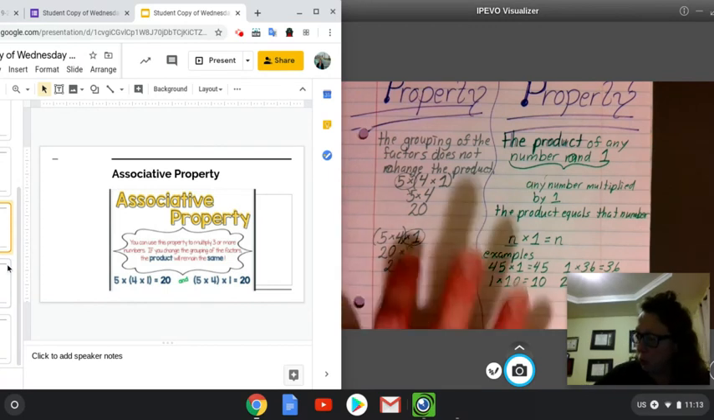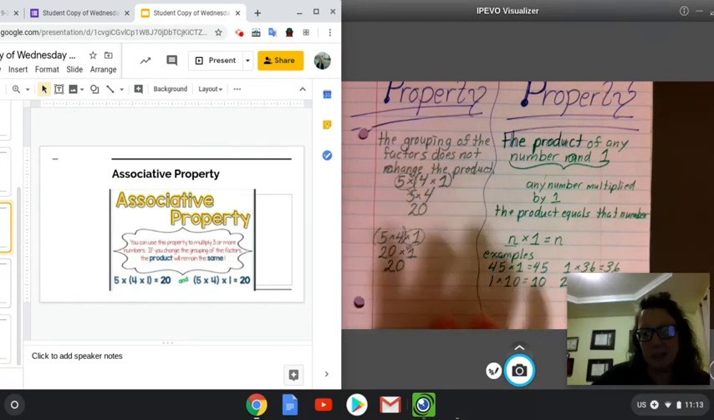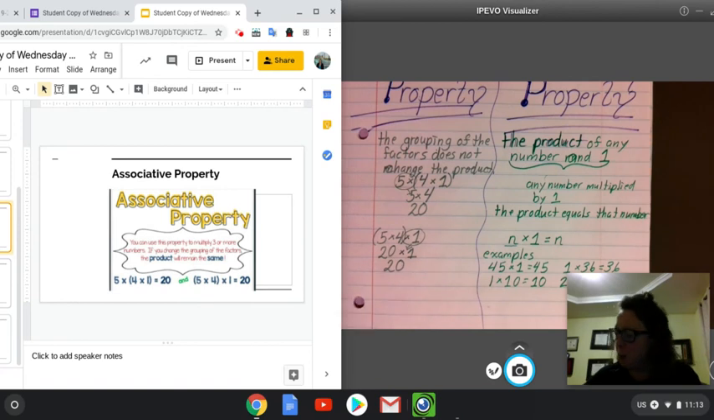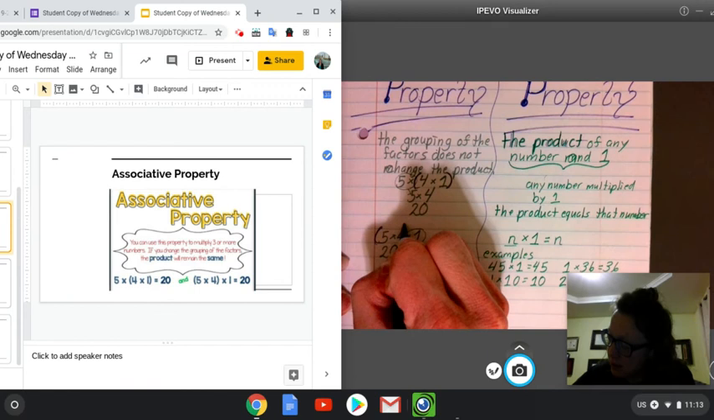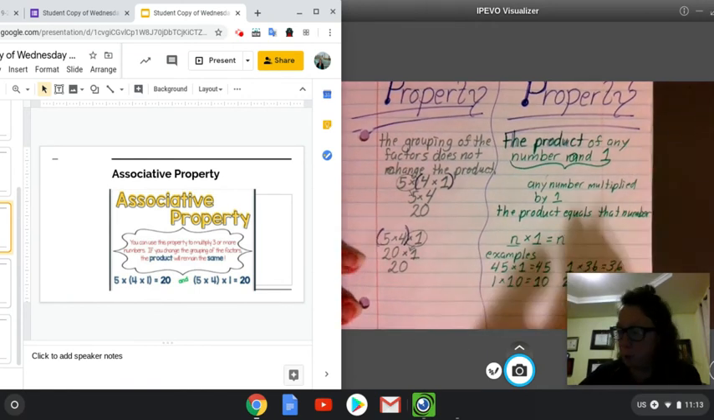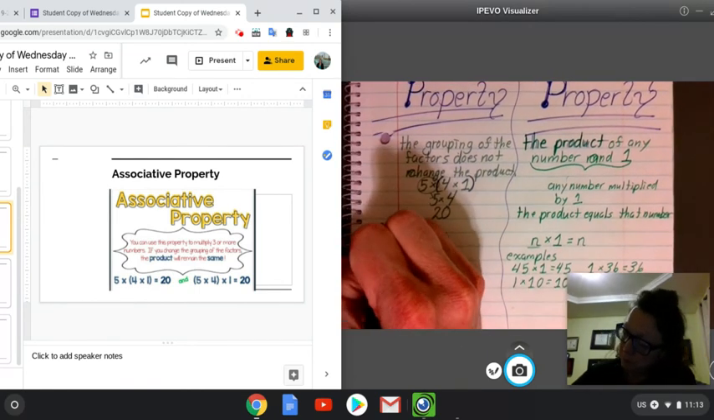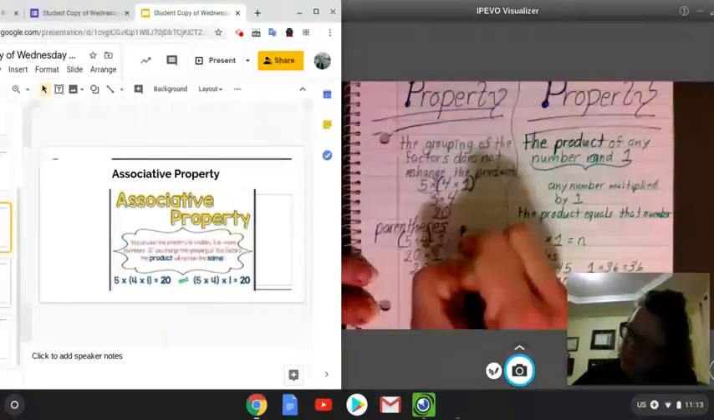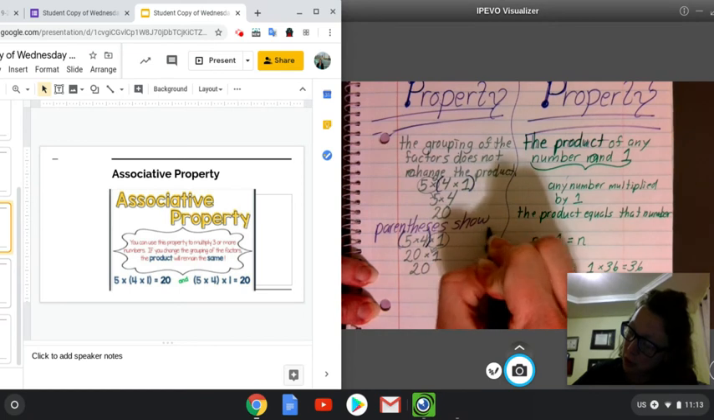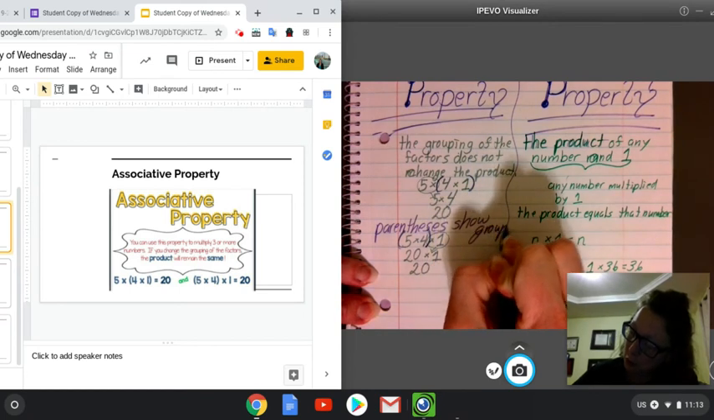We can group them. See, grouping. We're using what we call parentheses to show grouping. Parentheses show grouping.